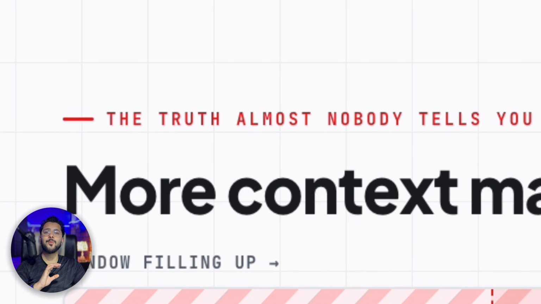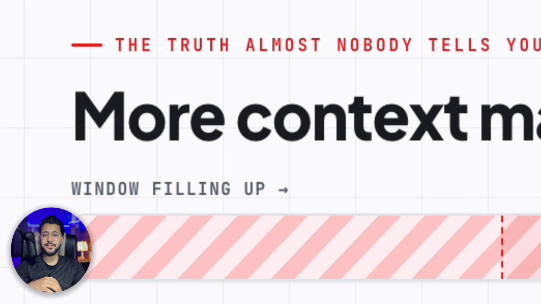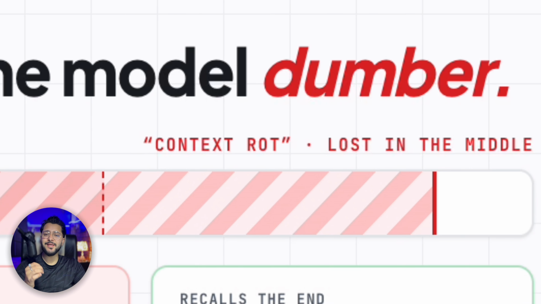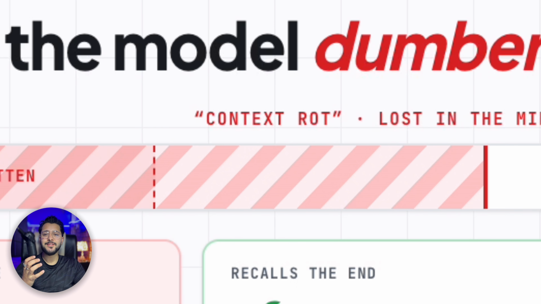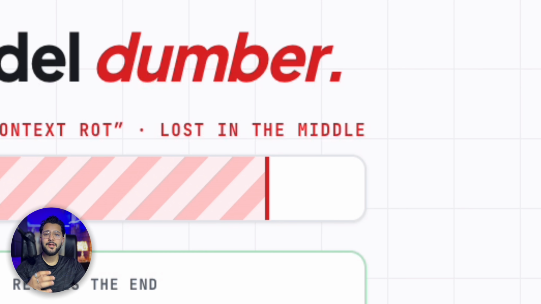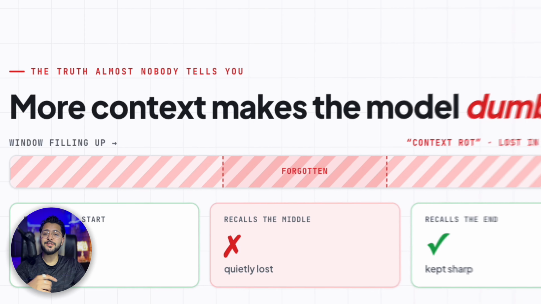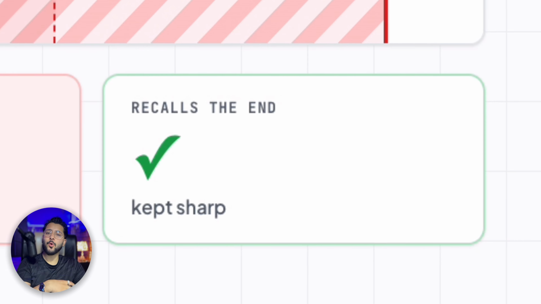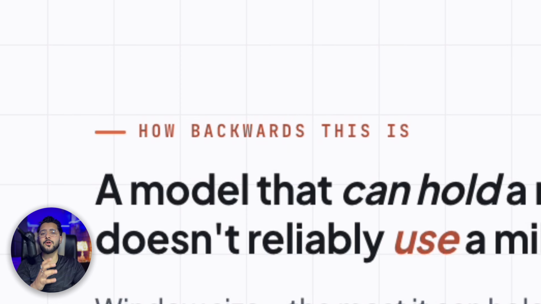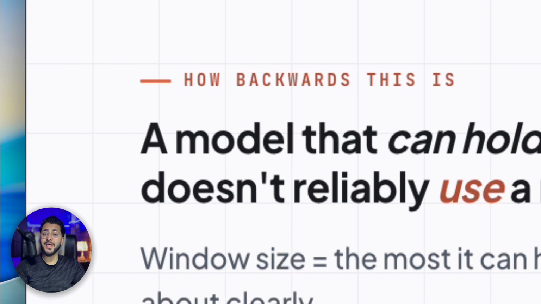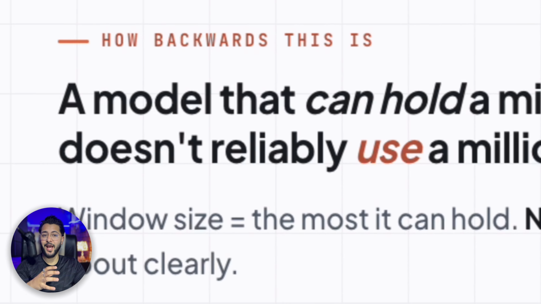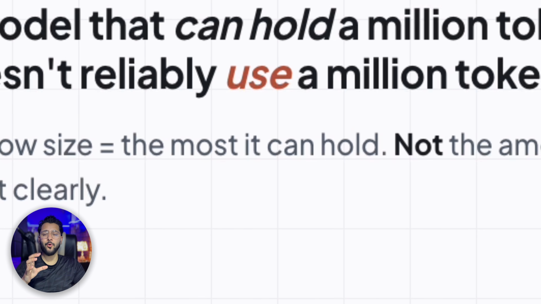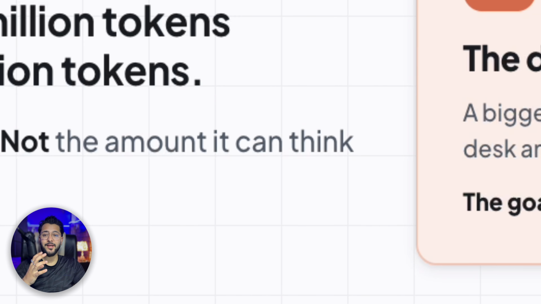Here's the truth almost nobody tells you. More context doesn't make the model smarter. Past a point, it makes it dumber. This has a name too: context rot. Some people call it lost in the middle. The more you stuff in, the worse the model gets at using it. It remembers the start, it remembers the end, it quietly loses the middle. Think about how backwards that is. A model that can hold a million tokens doesn't actually use a million tokens well. The window size is the most it can hold, not the amount it can think about clearly.